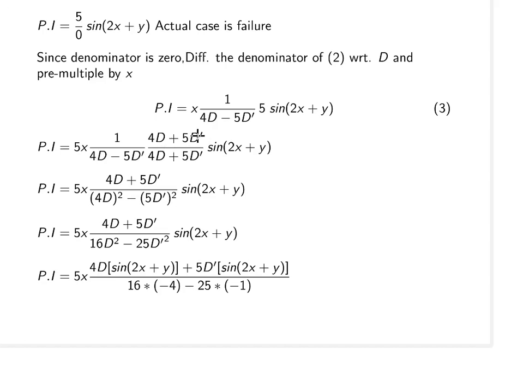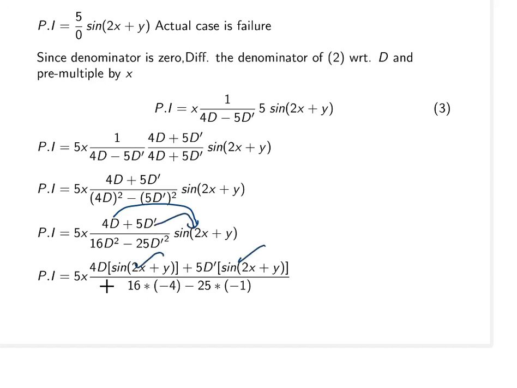So already we discussed, we can replace in the form of only D square, DD dash or D dash square. But here it is in the case of only D and D dash. So we want to replace in the form of D square, DD dash or D dash square. Therefore, we can take the conjugate. So multiply and divide by 4D minus 5D dash. So this is of the form of a minus b into a plus b. So we can write a square minus b square. So 4D square is 16D square, and minus 5D dash square is 25D dash square. So again you have to multiply 4D with the sine of 2x plus y and 5D dash with the sine of 2x plus y.